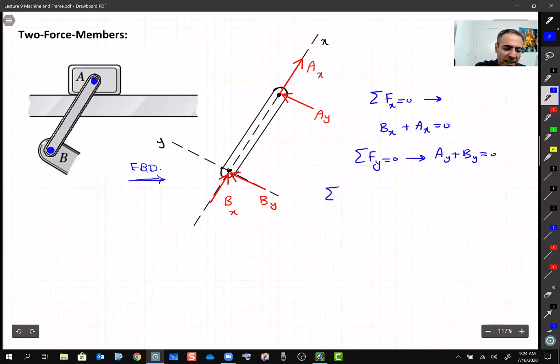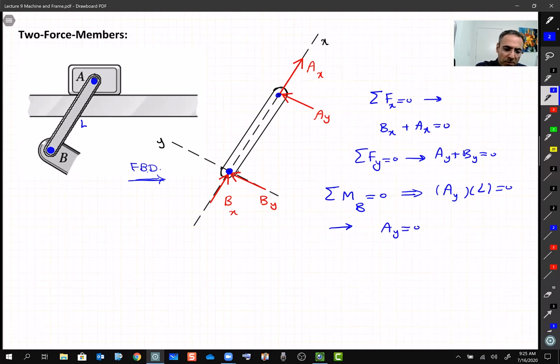And I know that taking a moment about any point, let's say we take the moment about point B, must be 0, or A, doesn't matter. If I take the moment about point B, what do I have? Well, these BX and BY are passing through this point. Their moment is 0. And what about this AX? AX is passing through this point. It's also 0. I end up only with AY multiplied by, let's say, the length of this link L, equal to 0. From here, I get AY equal to 0.